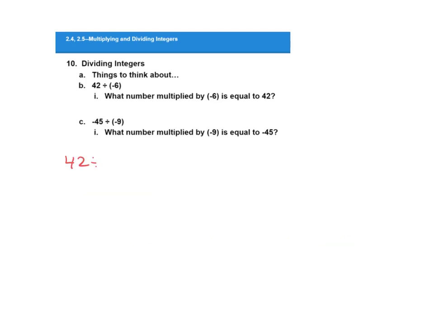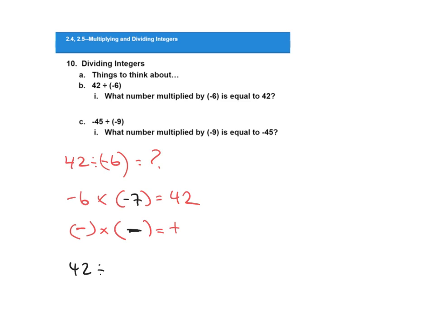Got 42 divided by negative 6. So again, you're thinking negative 6 times something is equal to positive 42. And so since this is a negative multiplied by something to be a positive, that answer has to be negative. So that would be a negative 7. So 42 divided by negative 6 would equal negative 7.